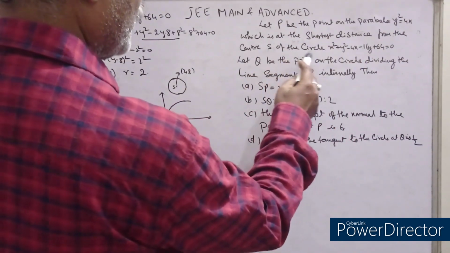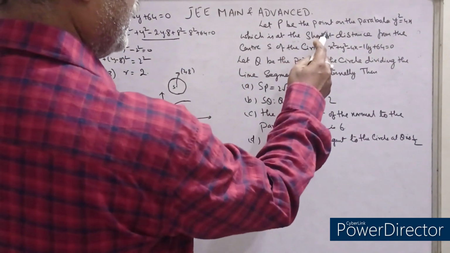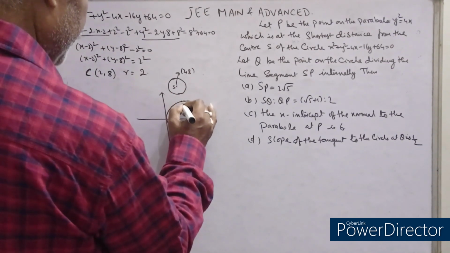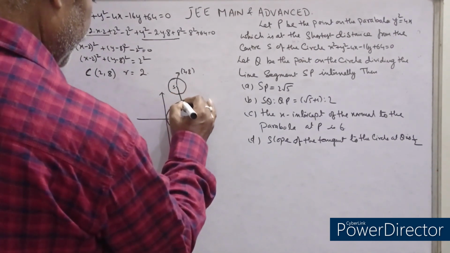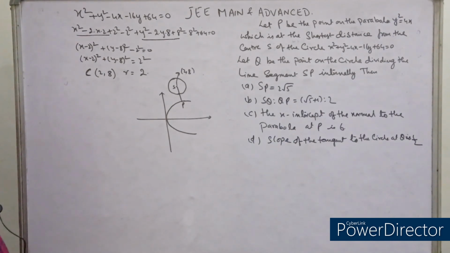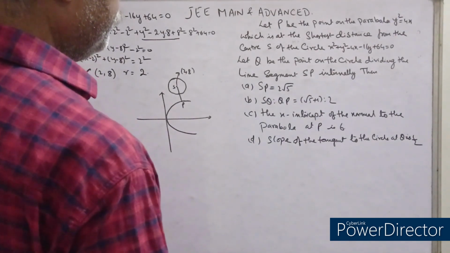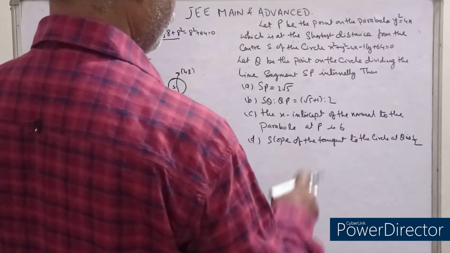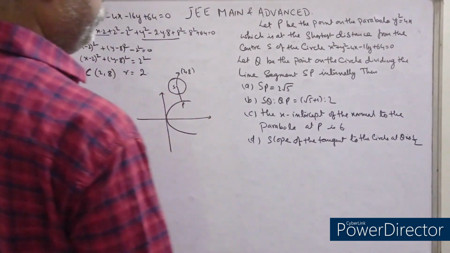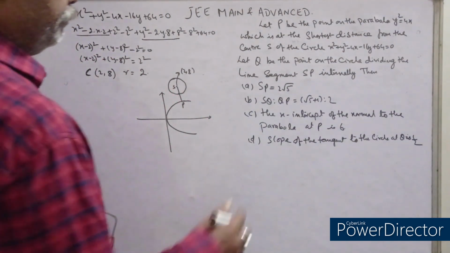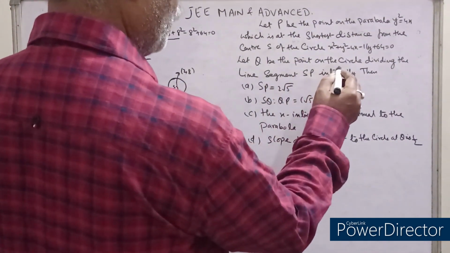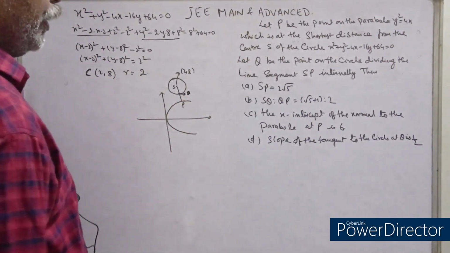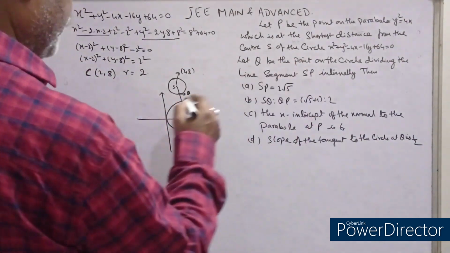And the radius is 2. Now here it is given that P is the point on the parabola which is at the shortest distance from the center of the circle, so this is the point P on the parabola and this is the shortest distance SP. And let Q be a point on the circle. This point is Q, a point on the circle, dividing the line segment SP internally.